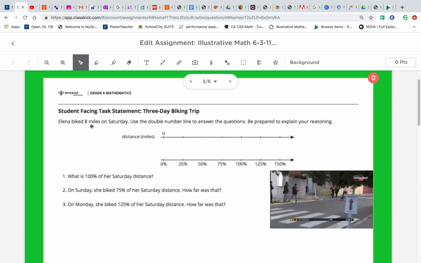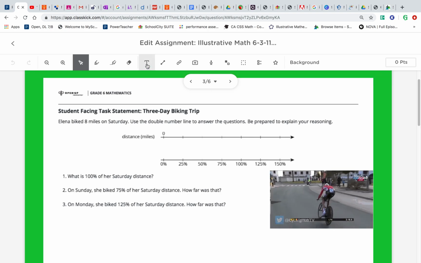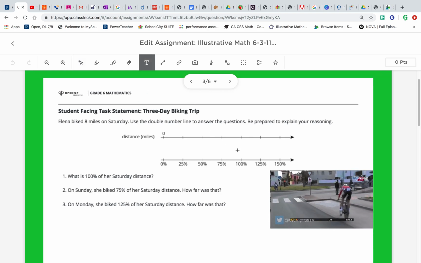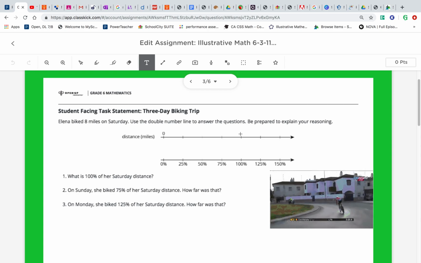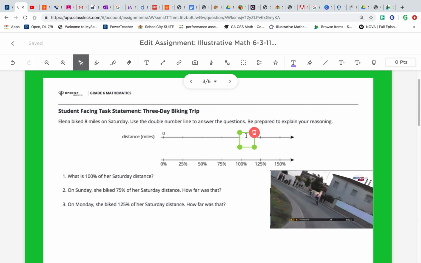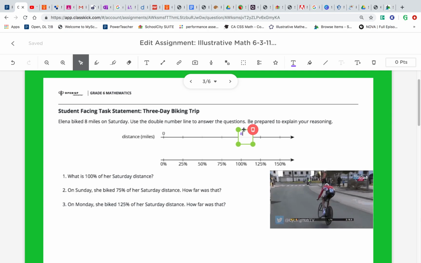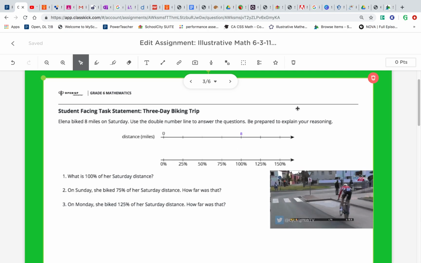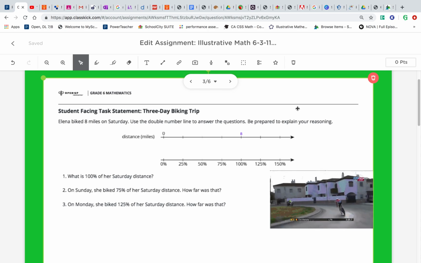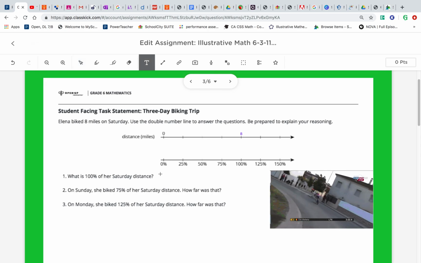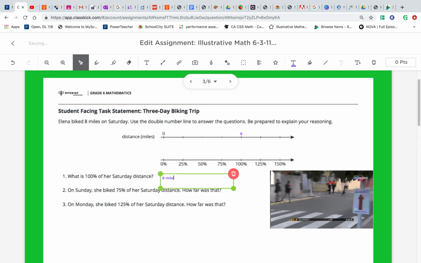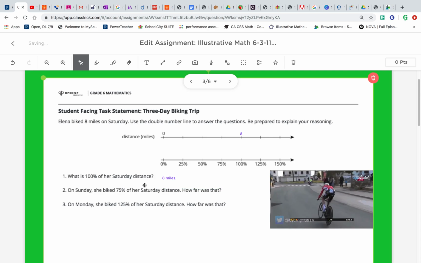So what we can do is go ahead and mark our double number line with that. Okay, so we can put 8 above 100. Here's 100. So 8 is going to go right here. I'll make it small so it fits easily. All right, there we go. So 8, that's 100% of her distance. We'll also add that in here. It is 8 miles. It's the whole thing.